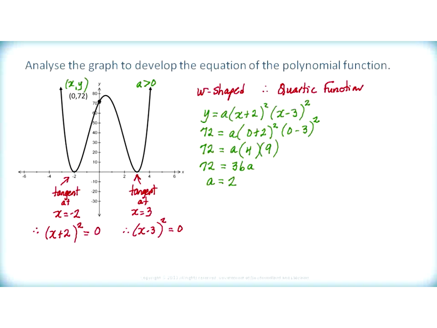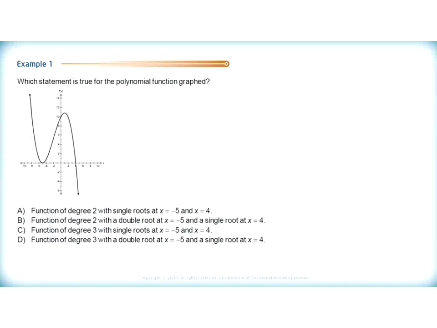So the function then, in factored form, can be written as y equals 2 multiplied by x plus 2 all squared multiplied by x minus 3 all squared. And that's how you write the equation of the polynomial function when you're given the graph. Let's look at some potential questions that could be asked as multiple choice and constructed response questions on your public exam. Which statement is true for the polynomial function graphed?